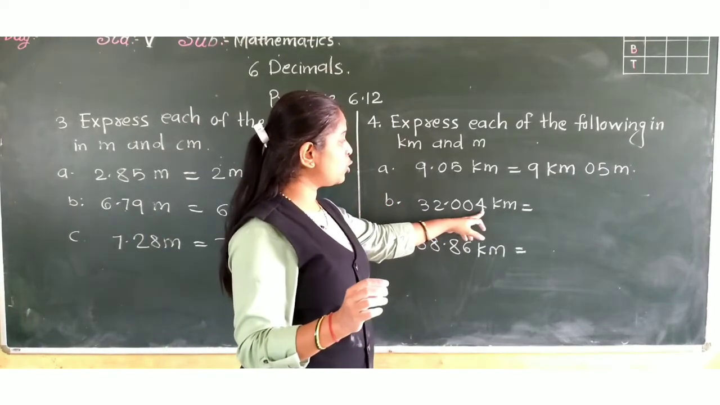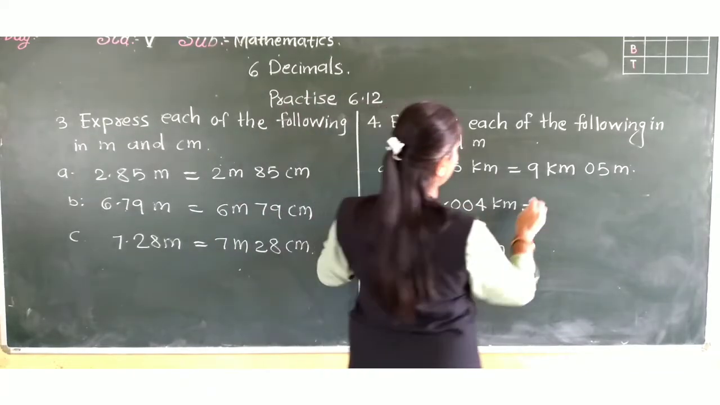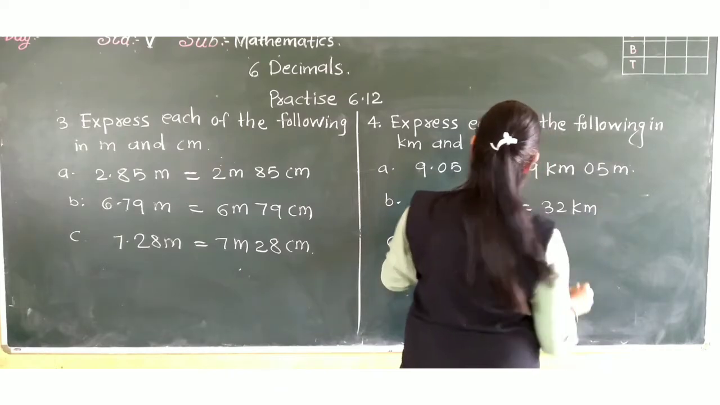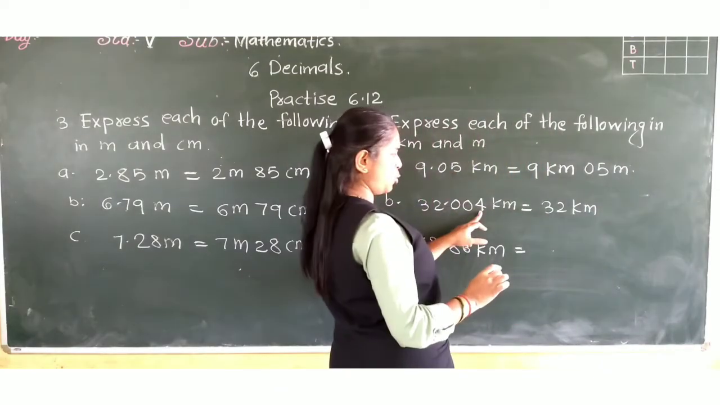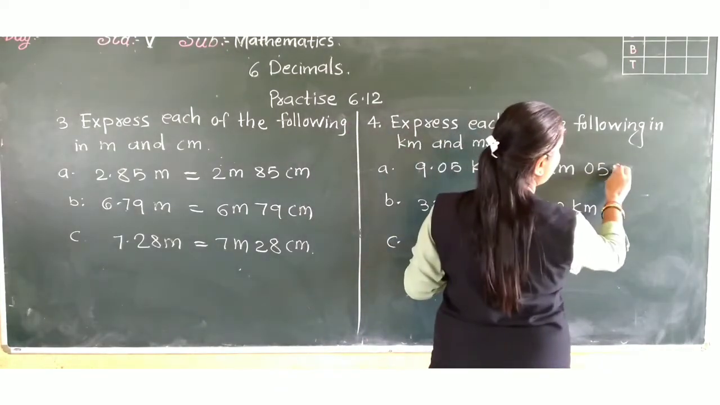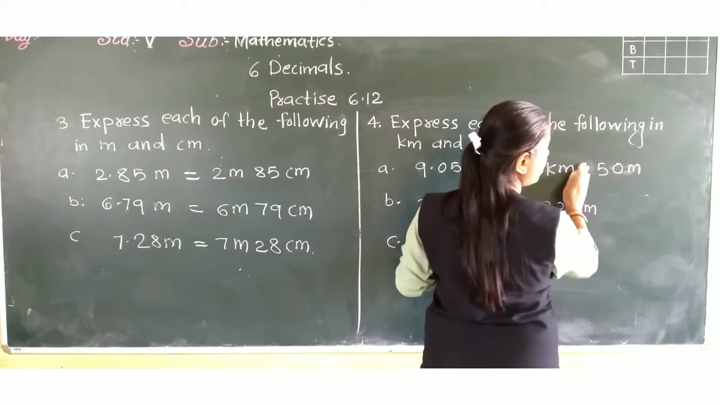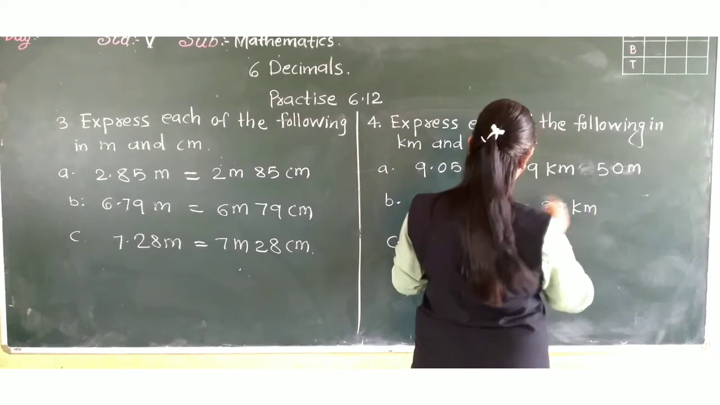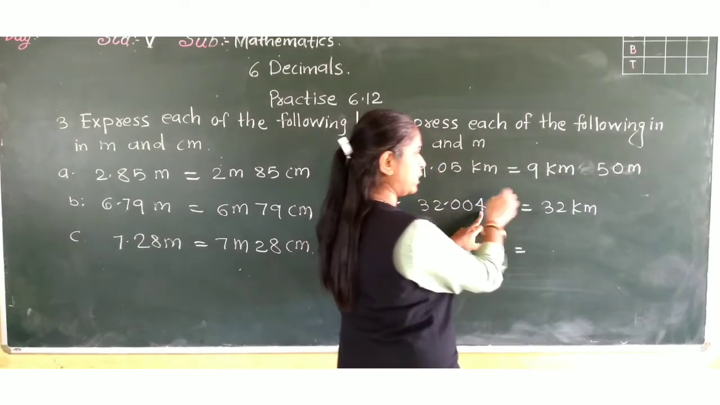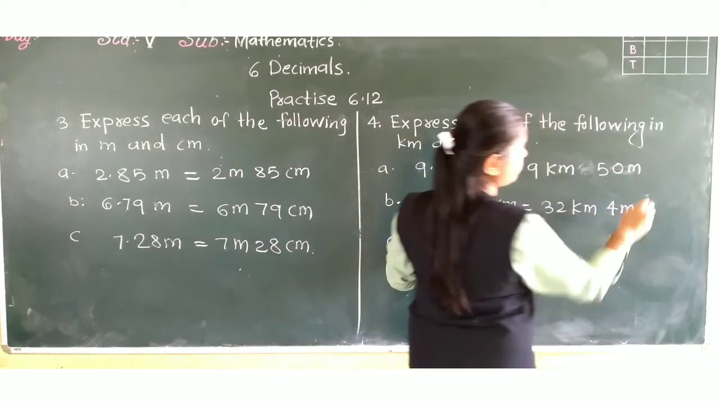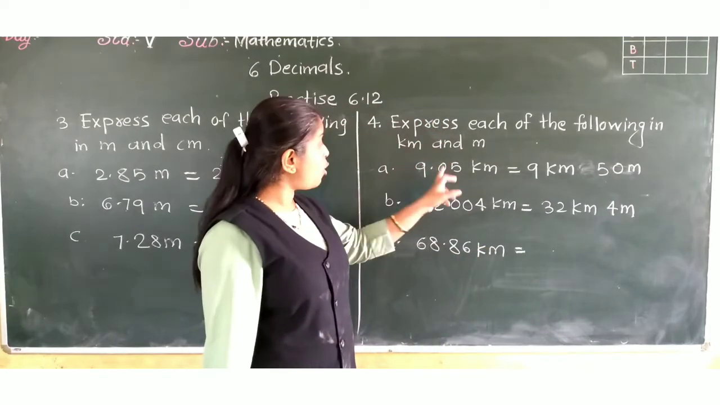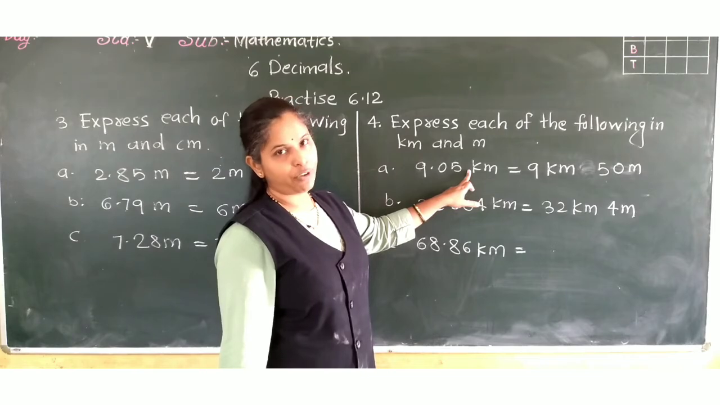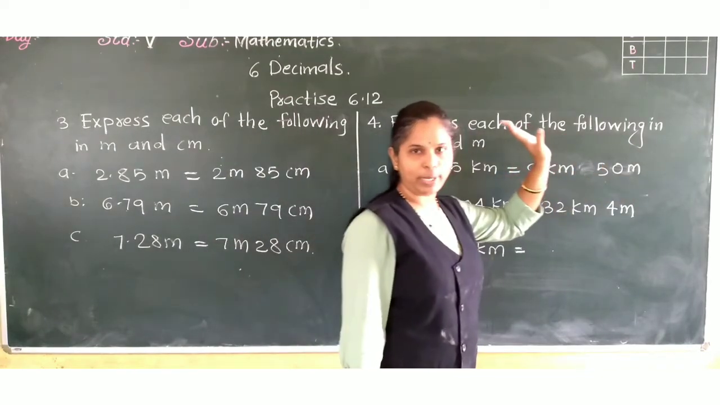32.004 kilometer. That is 32 kilometer and 004 or only 4 also you can write. Here you can write 50 also. 50 meter also you can write. Or only 0.5 also. No problem. Here see 004 that is 4 meter. Okay. Here 0.5 means if we add 1 digit it becomes 50. So we can write 50 meter also.